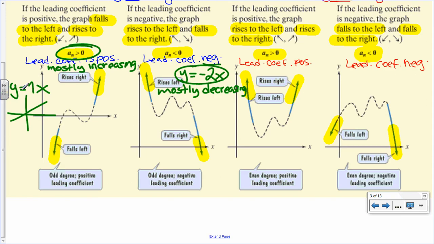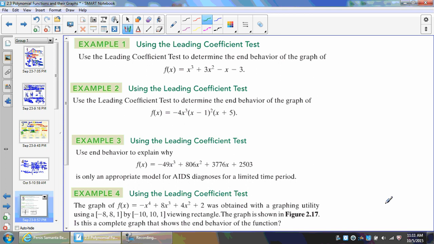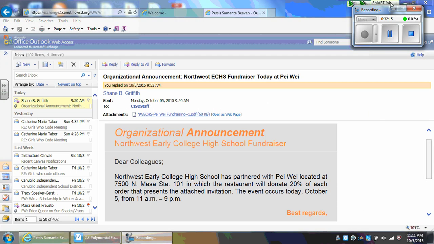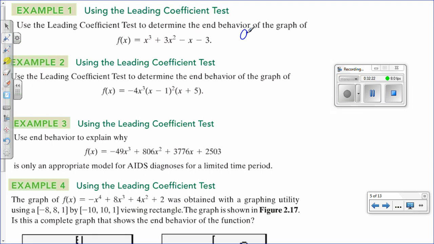All right. So is that the end of that slide? Yes? Okay. So now let's see how we're going to apply this. Use the leading coefficient test, and that is the exact same way as I will ask you on a test, to determine the end behavior of the graph. So for example 1, we're going to look at a sub n. Remember, a sub n is the leading coefficient. What is the leading coefficient here? A 1, right? It is the coefficient of the variable with the highest exponent. So that means that a sub n is positive, right? It is greater than 0.